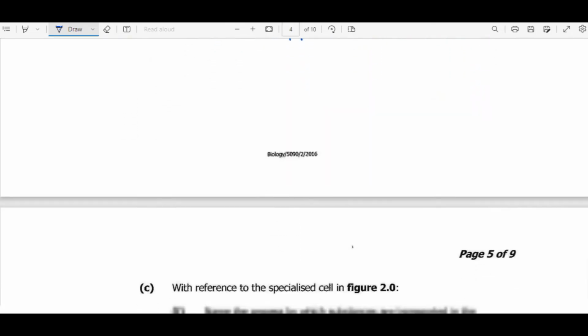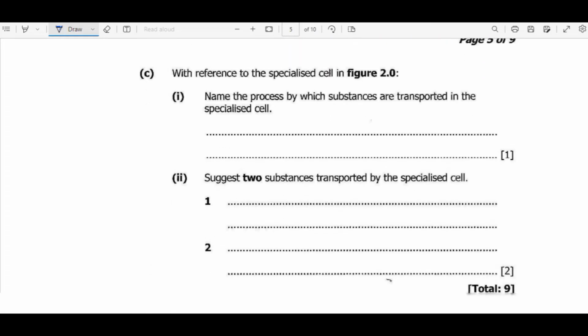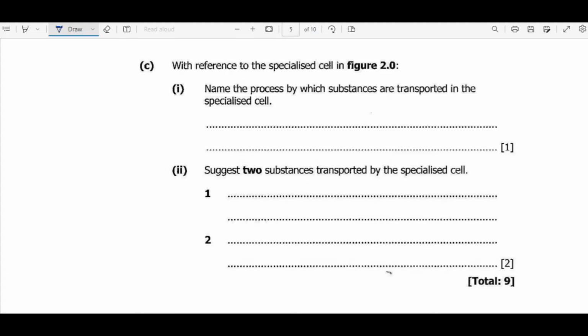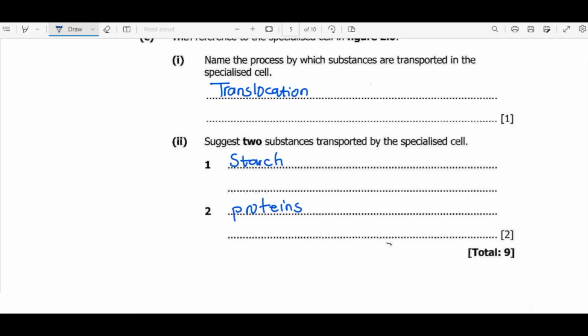Okay, we move on to question C. With reference to the specialized cell in figure 2.0, name the process by which substances are transported in the specialized cell. So this is translocation. So remember, translocation is the movement of manufactured food from the leaves to all parts of the plant. Then to suggest two substances transported by the specialized cell, we'll have starch, then even proteins.